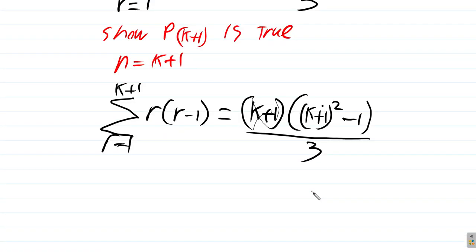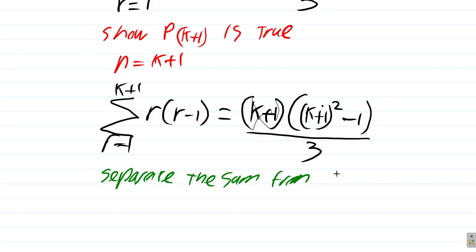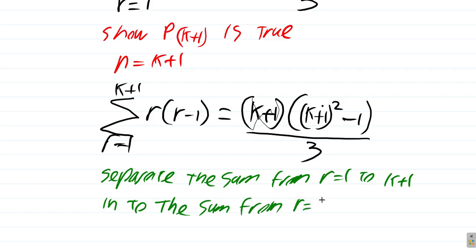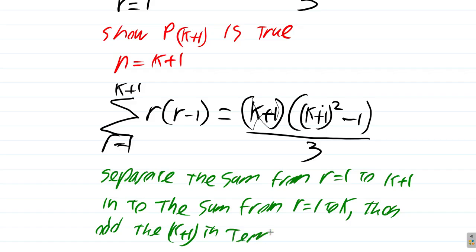what you do is to separate the sum from r equals 1 to k plus 1 into the sum from r equals 1 to k, then add the k plus 1th term. Alright? So that's what you're going to have to do.